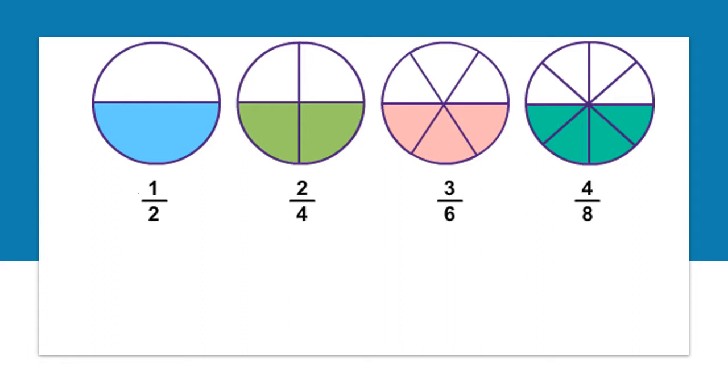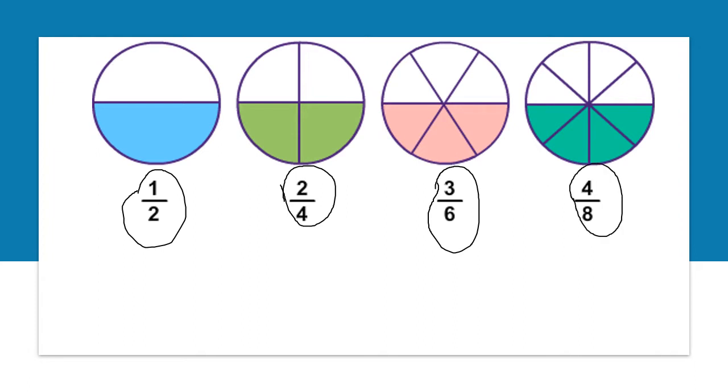The first is 1 by 2. That means half of the figure is shaded. In the second figure, we have four parts and 2 out of 4 are shaded. So the fraction is 2 by 4. In the third figure, we have 6 parts and 3 out of 6 are shaded. So the shaded fraction is 3 by 6. And in the fourth figure, 4 parts out of 8 are shaded. So the shaded fraction is 4 by 8.